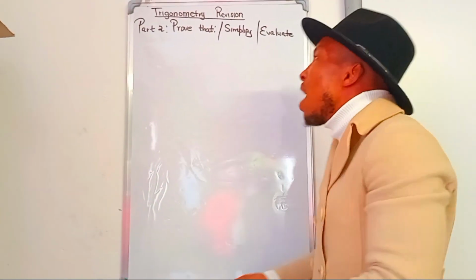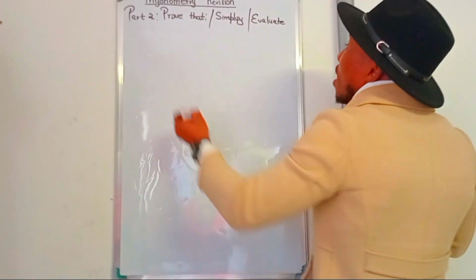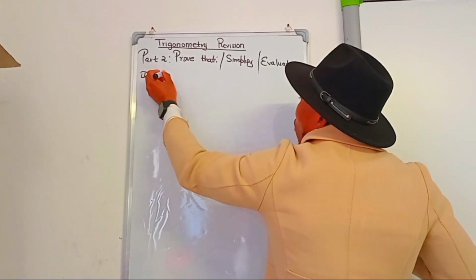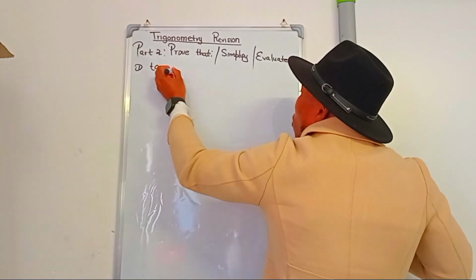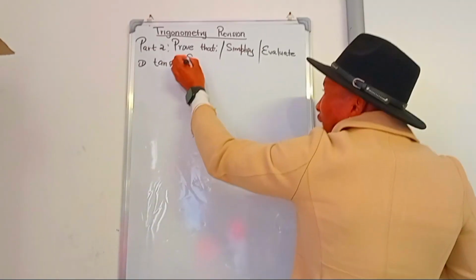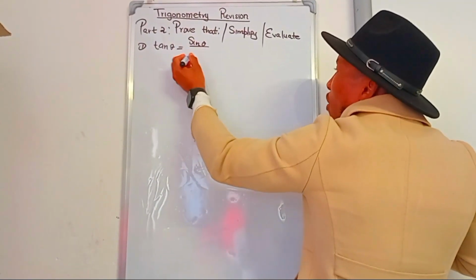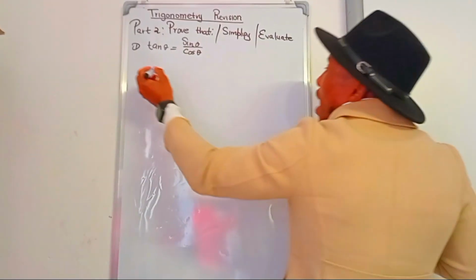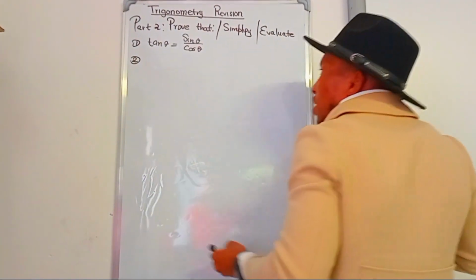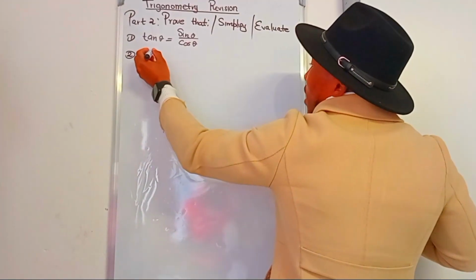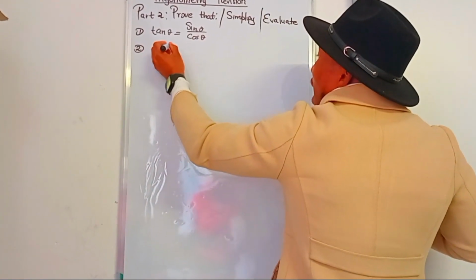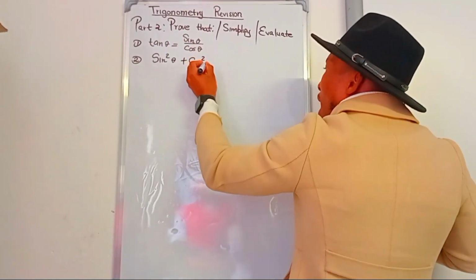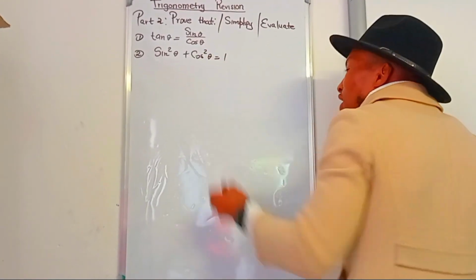Here on part 2, what is important is to know the equations of trigonometry. Remember, we normally say that we have the first identity, whereby tan theta is equal to sin theta over cos theta. Okay, and also we have another equation that is important, whereby sin squared theta plus cos squared theta is going to give you 1.